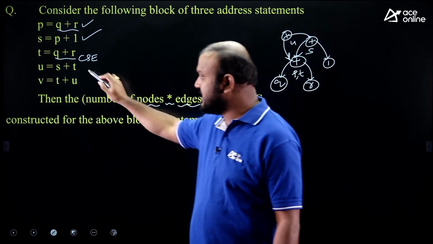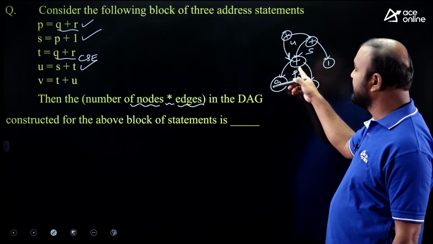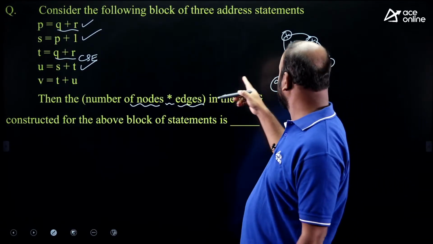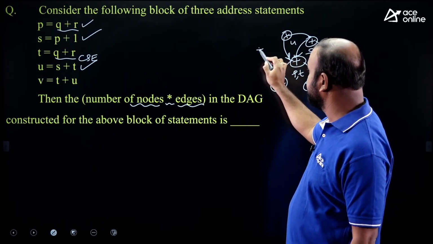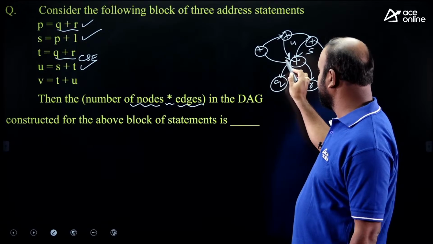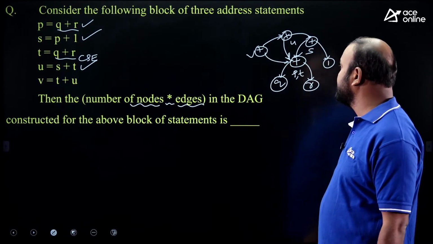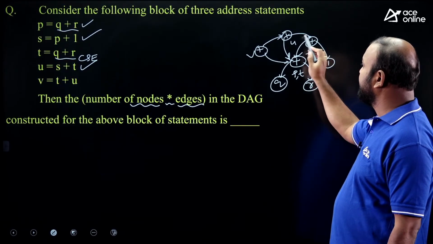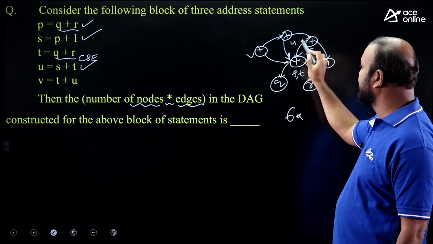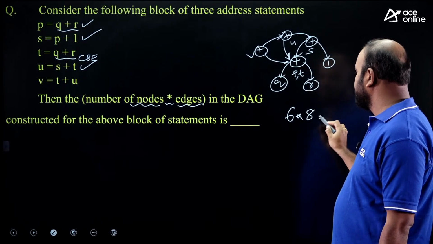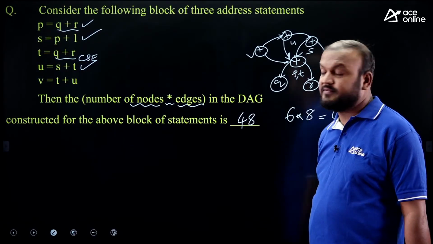Okay, this is a statement. Now create a node for T. Here we have node T already, and create a node for U. U already there, node T there, node U there, and create a node plus whose adjacent nodes are T and U, and then name the node as V. Right? How many nodes do we have? 1, 2, 3, 4, 5, 6 nodes. How many edges? 1, 2, 3, 4, 5, 6, 7, 8. So 6 into 8, 48 is the answer.